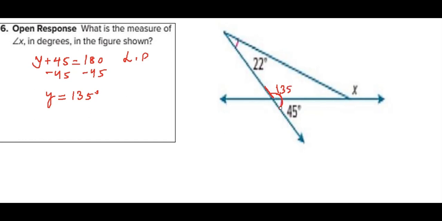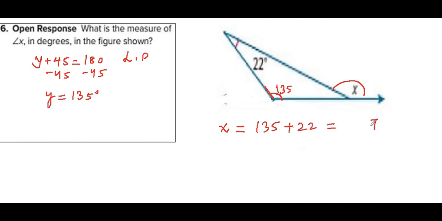Now I will delete this part of the diagram. Forget this part. Forget this part also. What is left? Exterior angle is left. Exterior angle, the outside angle, is equal to the sum of opposite interior angles. Add these two angles. 135 plus 22. 5 plus 2 is 7, 3 plus 2 is 5, 157 degrees. This is how we are going to solve this question. This is question number 6. Now let me take question number 7.